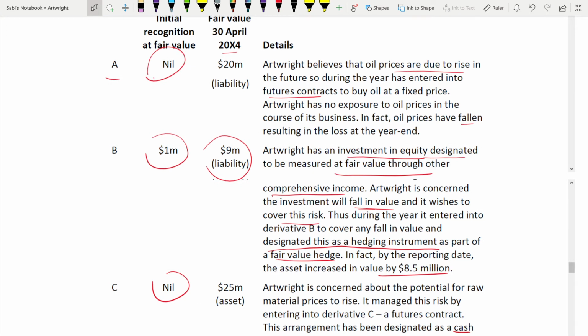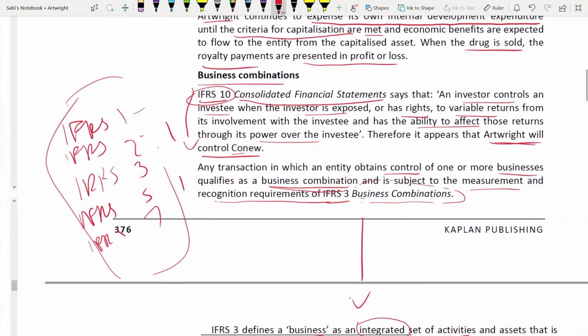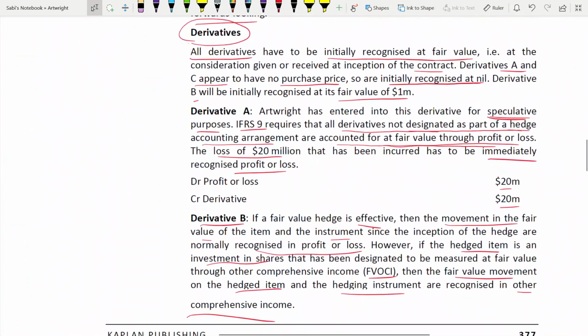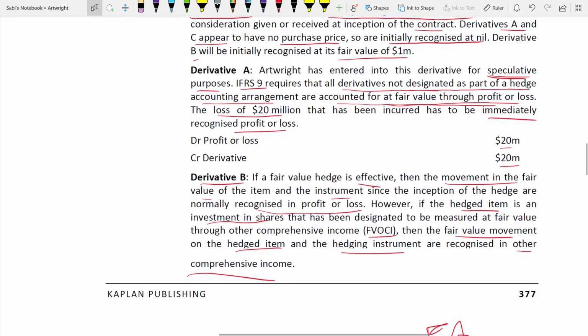Fair value. Okay, just check. Fair value at the year end, it is a 9 million liability. But at the reporting date, asset increased by 8.5. Wait. We'll check for derivative A how 20 million they have recognized. Incurred a loss. So you debit 20 and you credit that derivative.